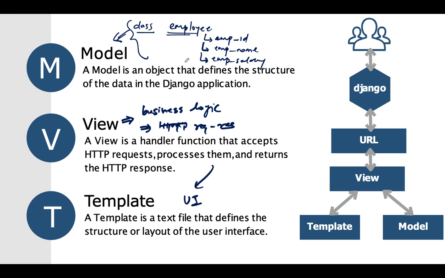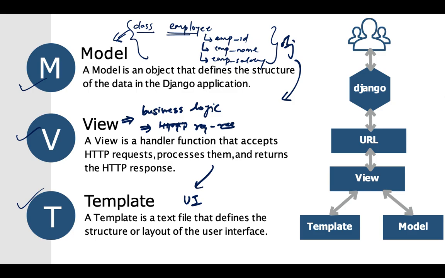So this is how it works. Model is the structure of your data, basically an object. View is your business logic based on the data which you will be storing in the models, or the operations which you will perform on the data, and you want to send those results to the UI. And template is the UI which contains all your HTML files. Collectively this is called MVT architecture for Django.